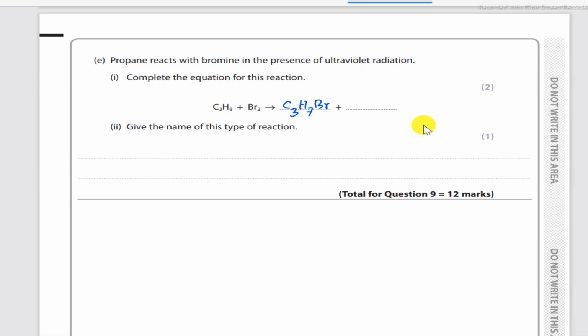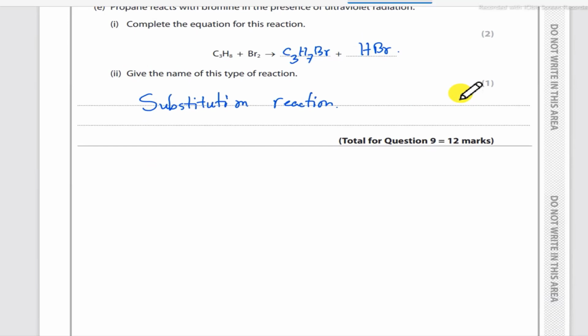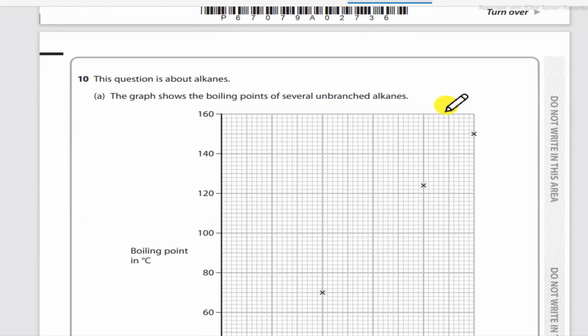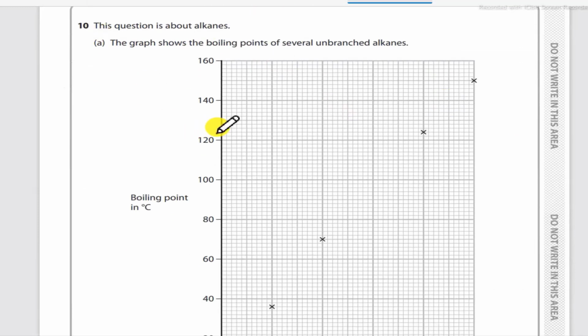Bromine plus hydrogen bromide. Give the name of this type of reaction. This is a substitution reaction. These are substitute. Total for question 9 equals 12 marks. This question is about alkanes.